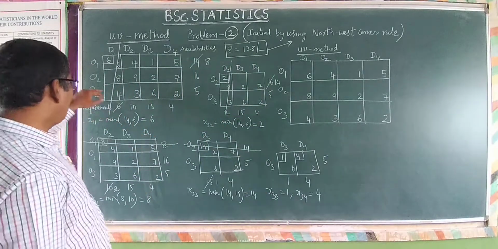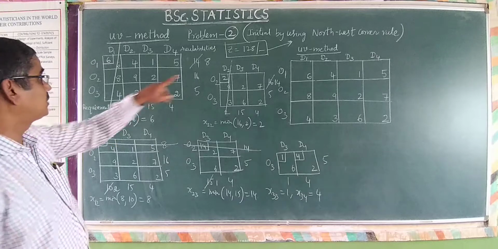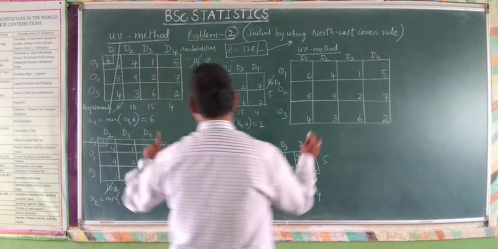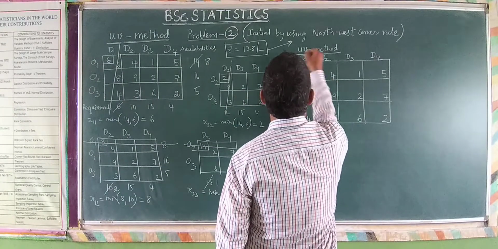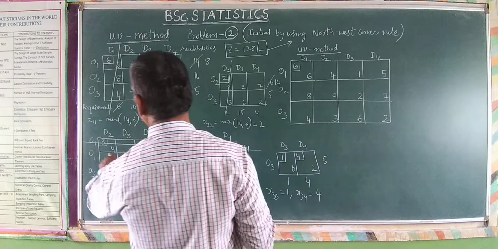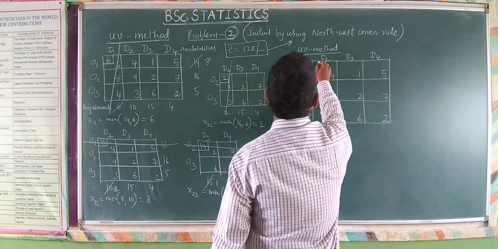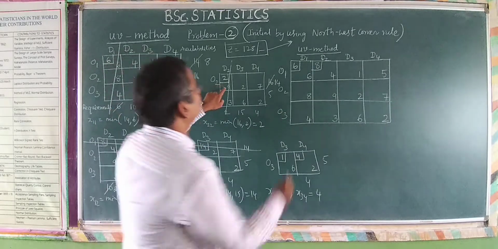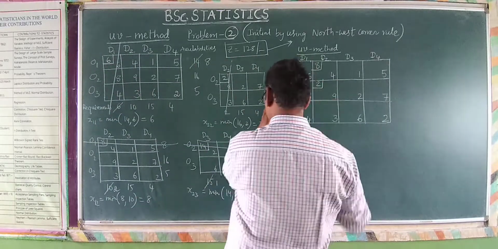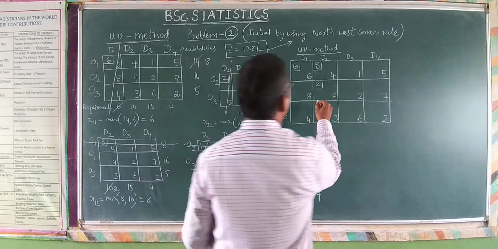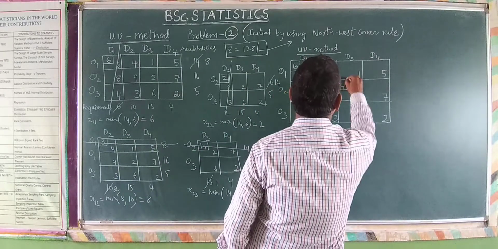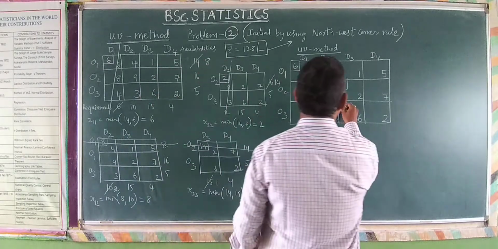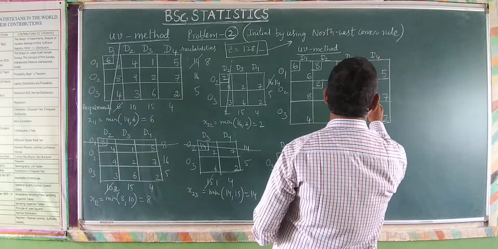Right. Now I am writing the initial basic feasible solution in that table. That is the first step. That is x11 is equal to 6. Okay, and then x12 is equal to 8. And then next x22 is equal to 2. This is x22. And then x23 is equal to 14. And then x33 is 1. And then x34 is equal to 4.